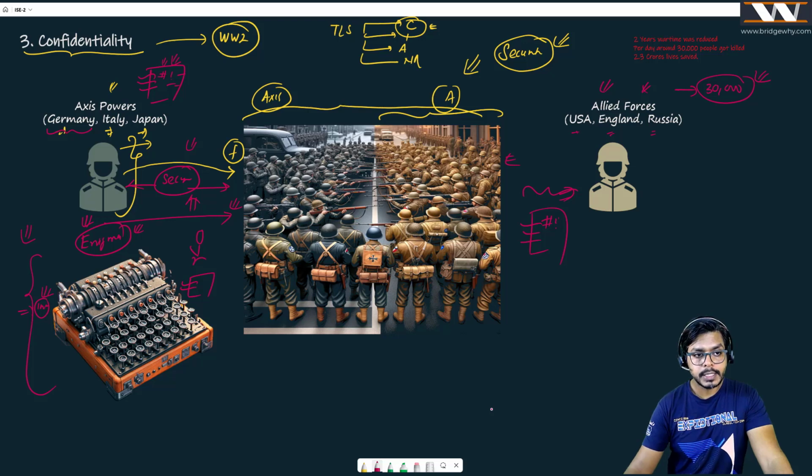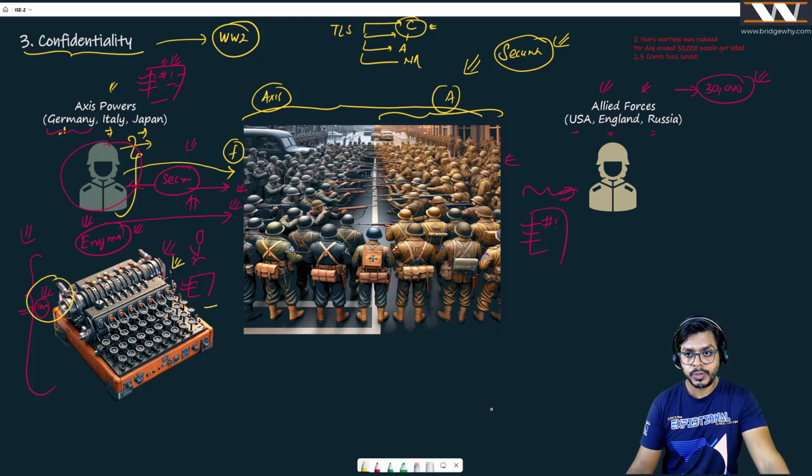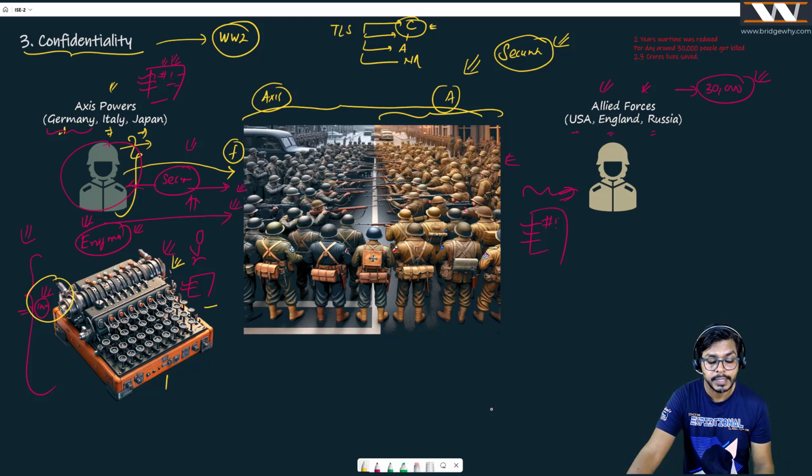So this person will send this initial setting to the field officer. The field officer will have the same machine with the same setting, and they can read the message. But these settings are not known to the Allied forces. Although the Allied forces have this machine, they do not know the settings. They do not know what the setting of these rotors was while typing the message, and that is why decrypting or reading these messages was almost impossible.